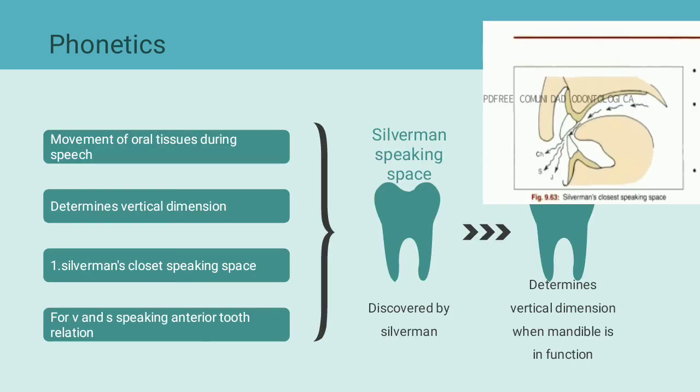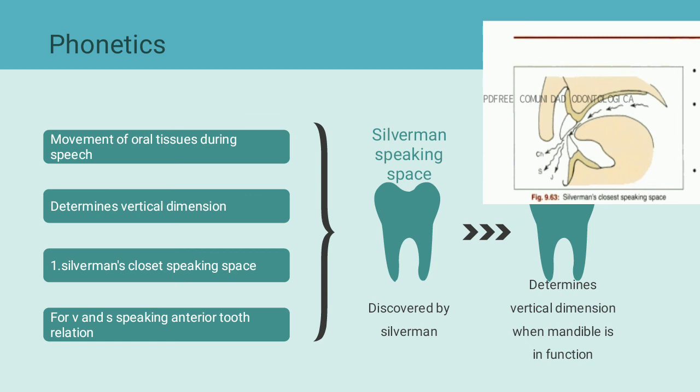Then the next one is phonetics. Here various factors are involved. Movements of oral tissues during speech are referred to as phonetics. They determine the vertical dimension at rest and occlusion position. There are two factors: Silverman's closest speaking space, and the second one is F, V and S speaking anterior tooth relation. First we go into Silverman's speaking space.